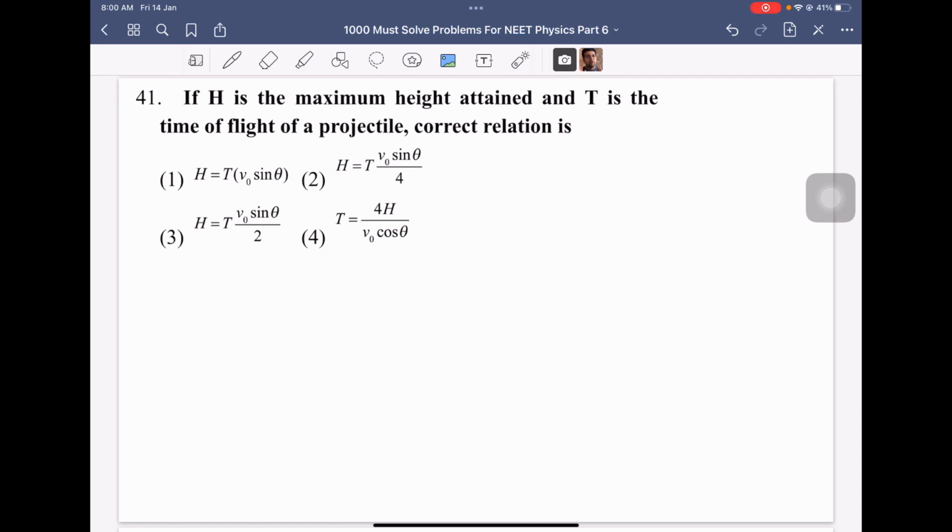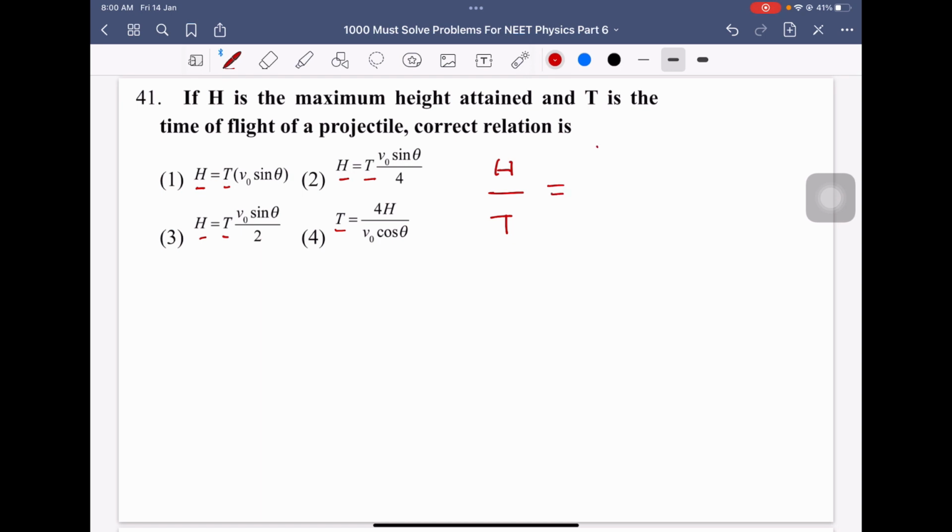Question number 41. If h is the maximum height attained and t is the time of flight of a projectile, the correct relation is... What we have to observe is that in every option there is h and there is t. So we will perform h by t, because we need to find the relation between h and t. So what is h?